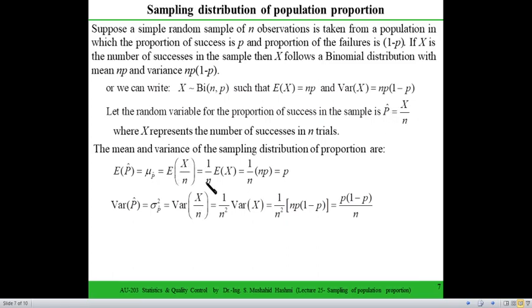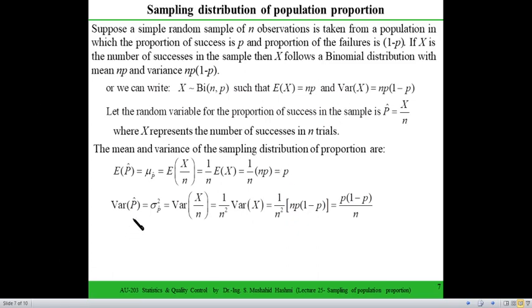From the formula we know the expected value of ax would be a times the expected value of x. Here a is 1 upon n, so 1 upon n comes out, and the expected value of x we have already seen is np. So n and n cancel out, and the expected value of a sample proportion would be equal to the proportion of success, p.